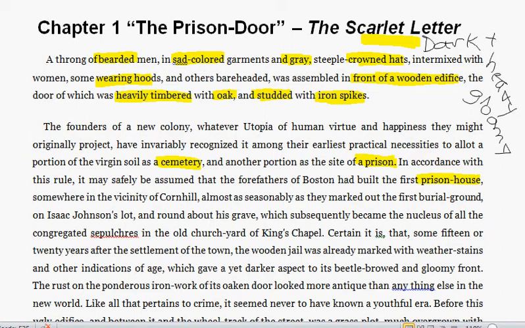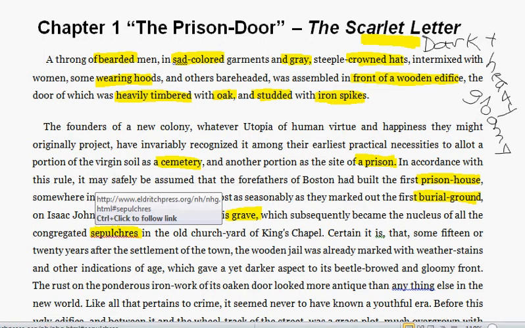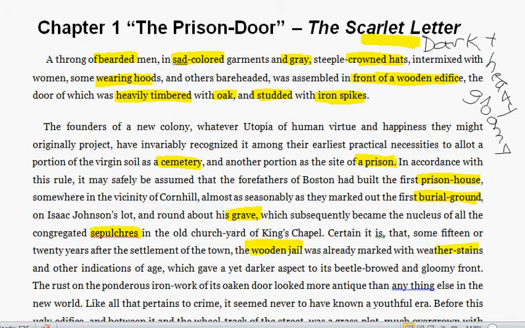And we have prison house and burial ground at the get-go, and we've got the word grave, that's fairly heavy and dark. We've got tombstones here. We have a wooden jail. It's marked with weather stains, that's dark. It's yet darker aspect, beetle-browed and gloomy front.